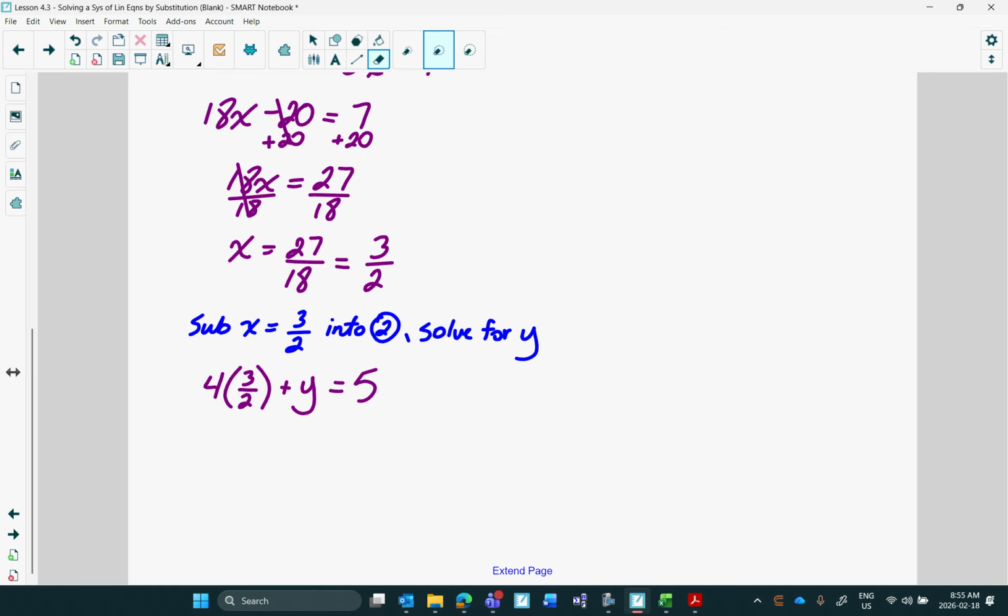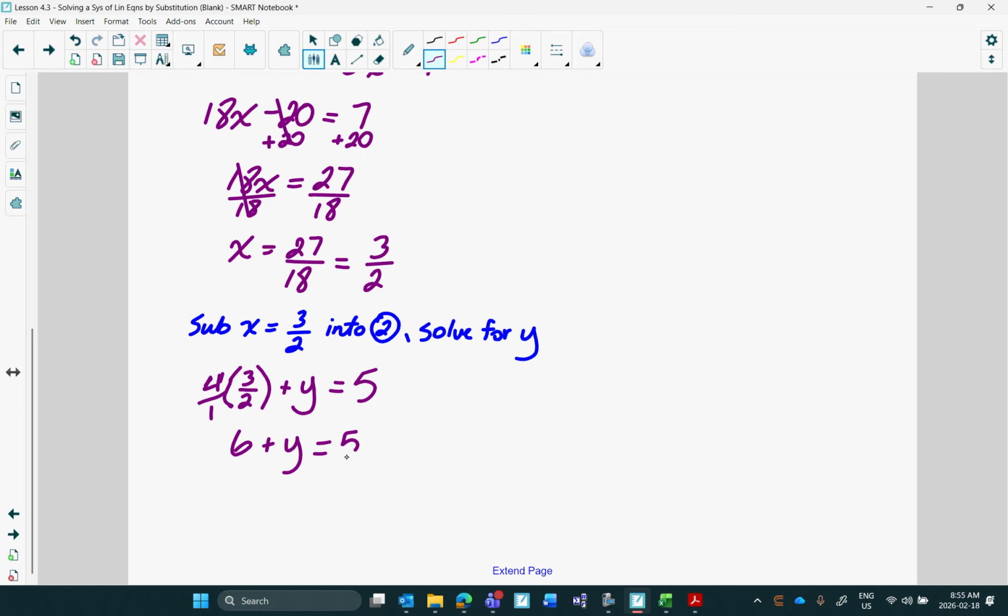Combine like terms, there are no like terms to combine. Times 4 by 3 divided by 2. Clean this baby up. Remember, 4 is 4/1. So what's 4/1 times 3/2, completely simplified? 6.